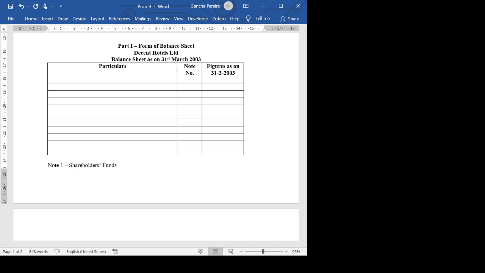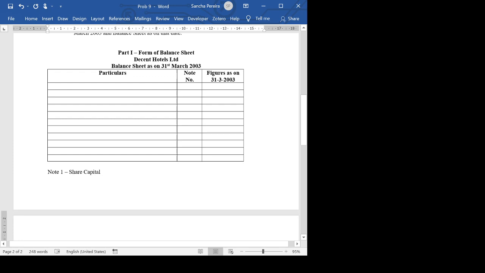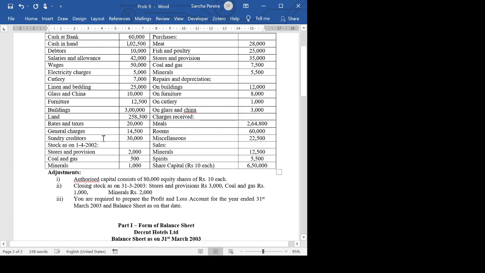Okay. Sorry, not shareholders funds. Shareholders funds is the heading. It will directly be share capital. Now under share capital, they've already given us some information. There is authorized capital and there is the actual share capital here.